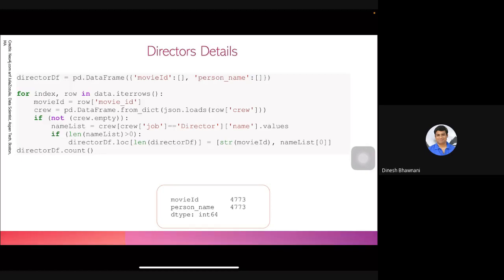So extracting the information about directors: director df pd.DataFrame movie id, person name, and so on, and then another for loop, index, row in data.iterrows and so on. All this we are doing so that, like with the actors logic, we can discard those directors who directed less than 3 movies.